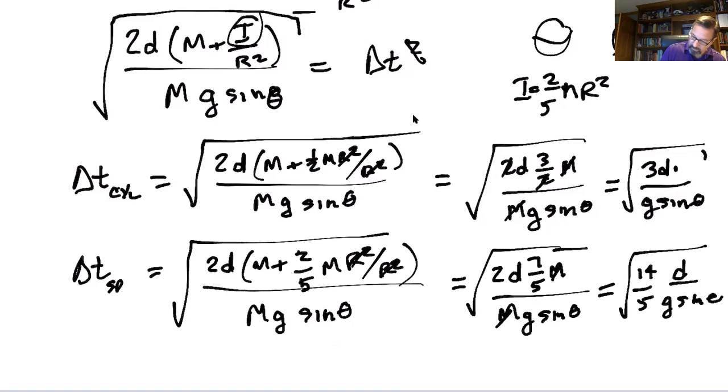Exactly the same thing. The time it takes to get to the bottom is only dependent on the angle and how far to the bottom. And the only question is who's going to win here? Which is bigger, 3 or 14/5? Well, I think the answer is 3 is a bigger number than 14/5, right? 15/5 would be 3. So the time interval for the sphere is just a little bit shorter, right? And so it will have a slightly smaller time interval to get to the bottom of the inclined plane. It's going to win.